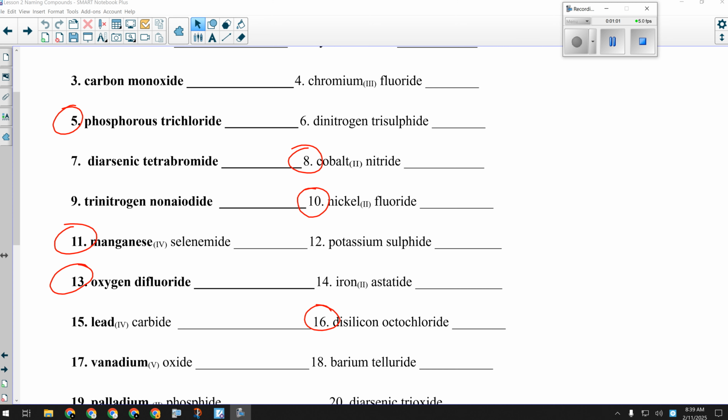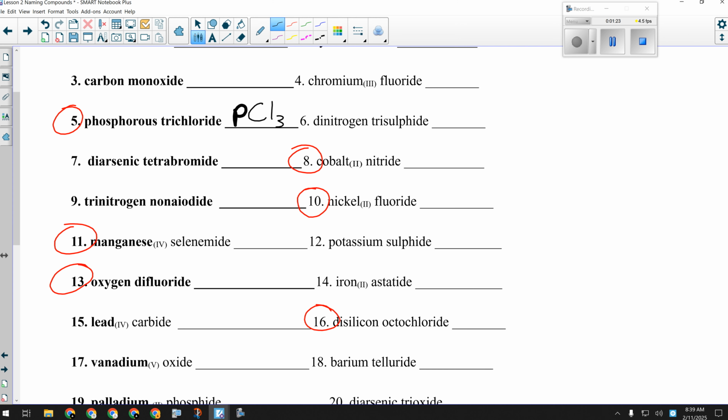Number 5, ionic or molecular? Is it 2 nonmetals? Yeah, phosphorus. Plus, we also see a prefix. If it's got a prefix in it, it's a dead giveaway that it's molecular. How many phosphorus are there according to that formula? Just 1, right? There's no prefix on it, so it means 1. And trichloride means how many chlorines? 3. PCl3 for that one.